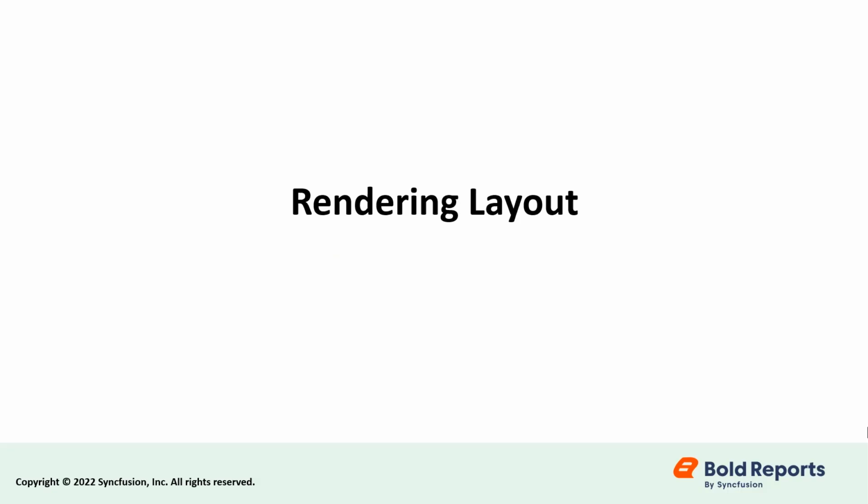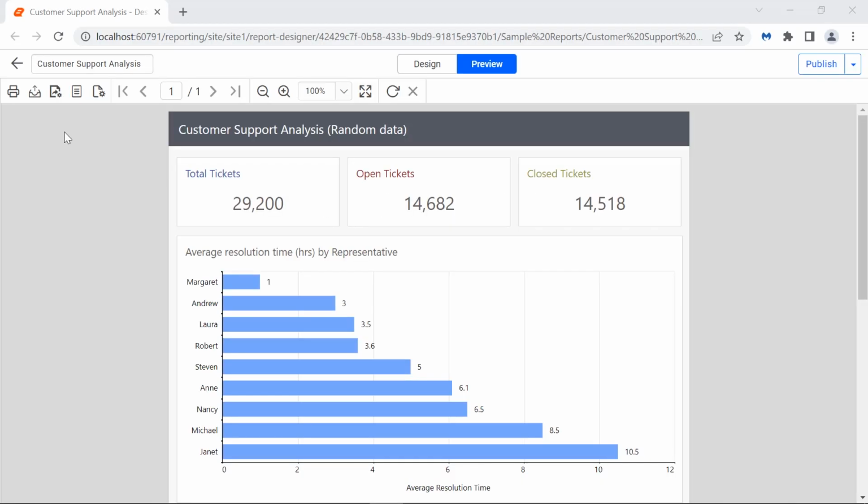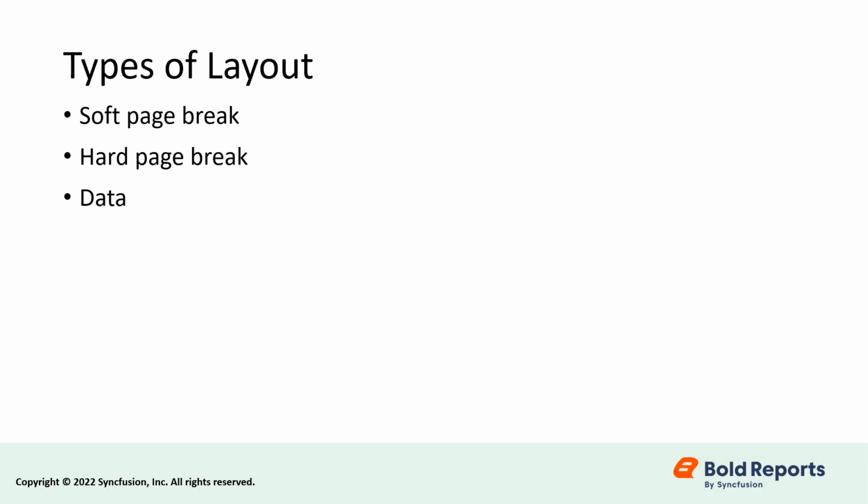Let's move on to rendering layouts. Reports can be exported to PDF, Excel, Word, PowerPoint, HTML, CSV, or XML file formats. Each file format exports reports based on three types of layouts: soft page break, hard page break, and data layout. Each layout has a set of predefined rules for positioning the report items and determining how much data fits on each page, thereby converting data and report items to a readable format.